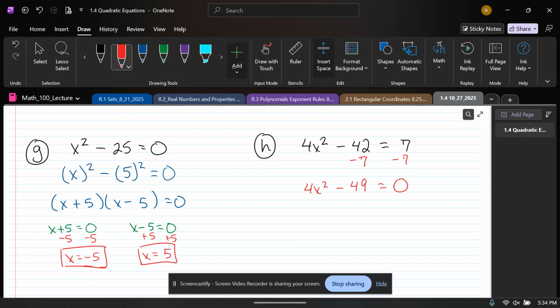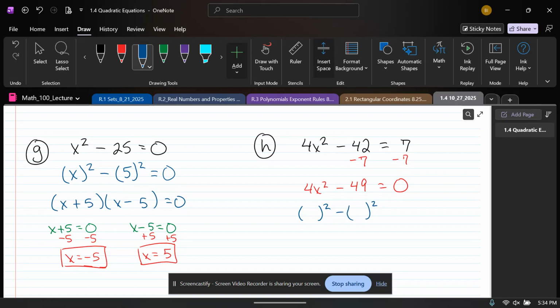And then I've got it equal to 0, so that's where my factoring rules start applying. So is there a GCF between 4x squared and 49? No. But it's two terms with a minus sign in the middle. And what do we know about 4 and 49? They're squares, yeah.